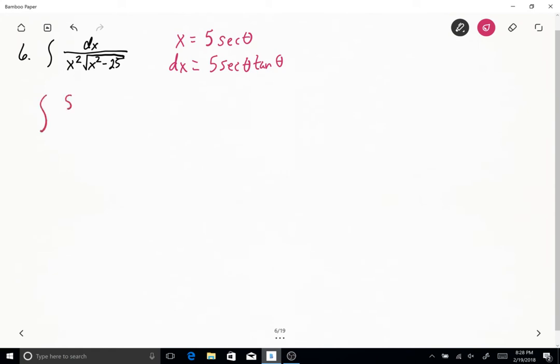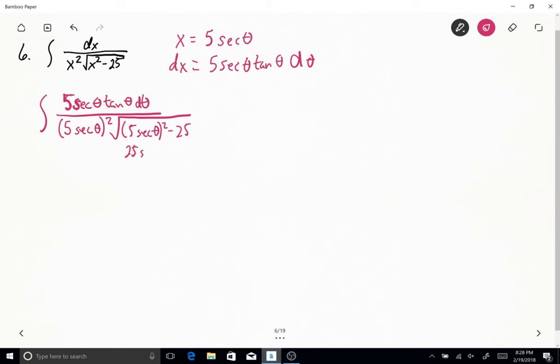So we get 5 secant theta tangent theta, and I forgot to put the d theta right there, so d theta. In the denominator, x squared, so we have 5 secant theta, the quantity squared, times the square root of 5 secant theta, the quantity squared, minus 25. And so you can rewrite this as 25 secant squared theta minus 25. You can factor out the 25. You get 25 times secant squared theta minus 1.